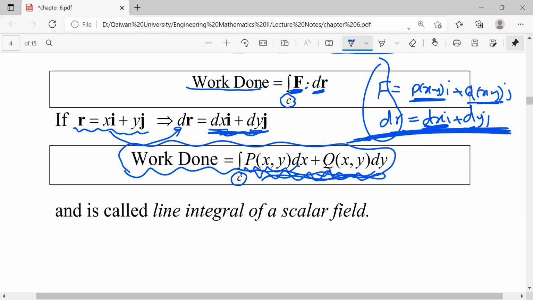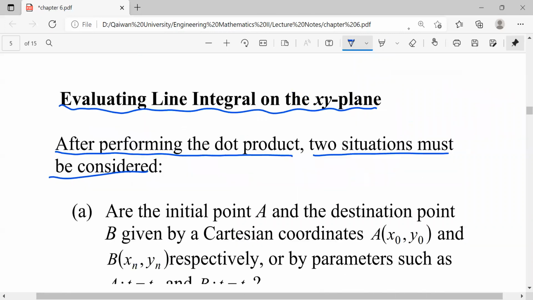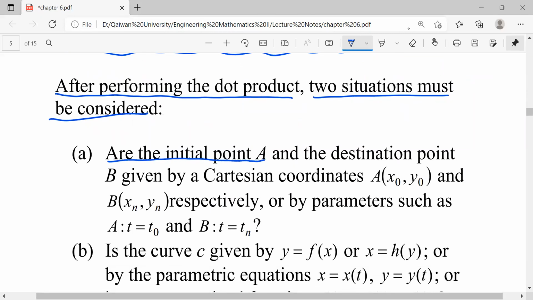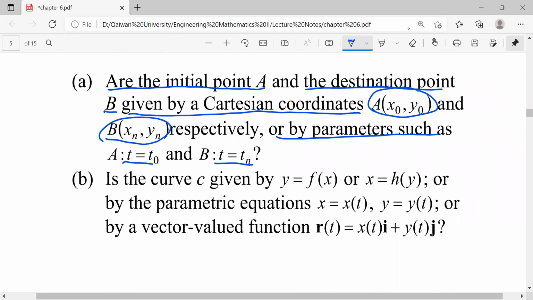After doing the dot product of F and dr, two situations must be considered. First, are the initial point A and the destination point B given by Cartesian coordinates or given by parameters such as t0 and tn? If it's given as Cartesian, that means it is x0, y0 and xn, yn. But if it's given as parameters, it's t0 and tn. So the limits of the integration are going to change.